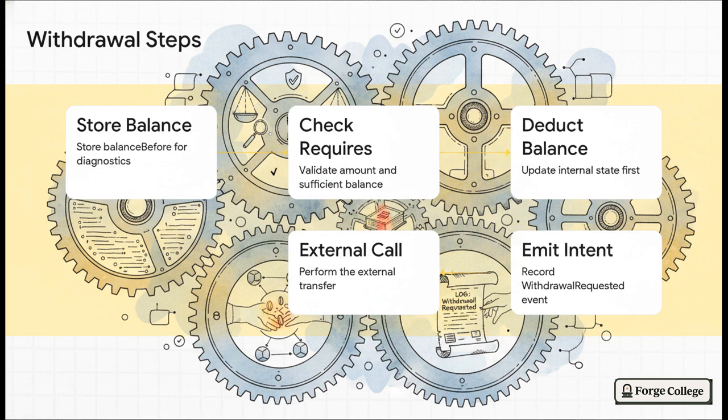Second, we use require statements to check that they actually have the funds to withdraw. Number 3, and pay attention because this is absolutely crucial, we deduct the balance. The internal ledger gets updated right then and there. Fourth, we emit an intent log, which is basically like printing a receipt saying, hey, user X is about to withdraw Y amount. And finally, step 5, we execute the external call to actually send out the ether.